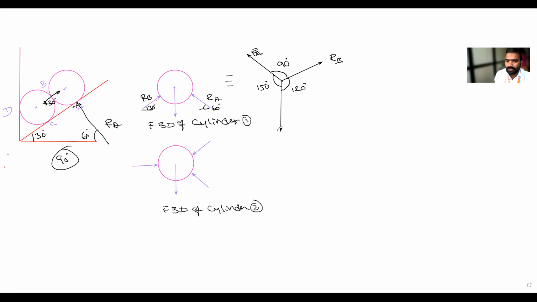Yes, sir. FBD of the cylinder. Then by applying Lami's theorem, we got RB and we got RA. And the weight of the cylinder, how much is it? 500 Newton. Okay. What was the RA value?